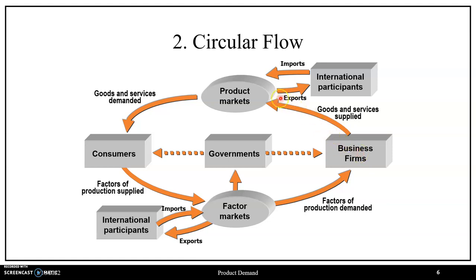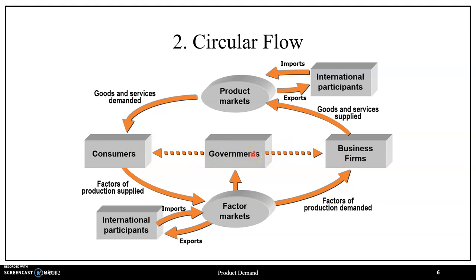Now, returning back to the product markets, goods and services will be demanded by consumers, and they will purchase these goods and services with the income that they generated in the factor markets. Then the cycle repeats itself over and over. If we introduce our government agents, along the way in our factor markets, the government will also use labor provided by our consumers in order to provide services to both consumers as well as firms.